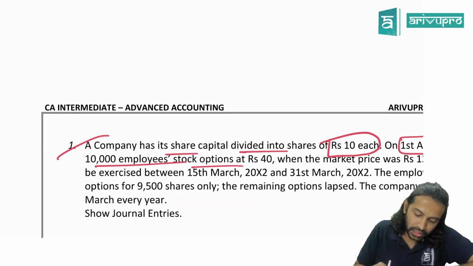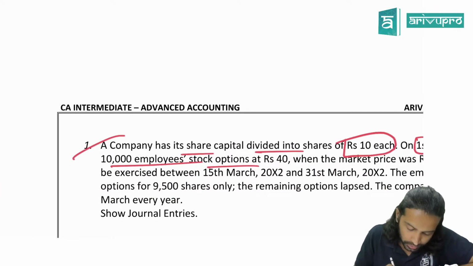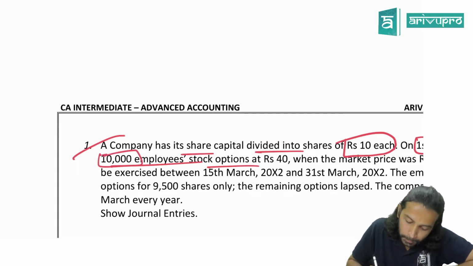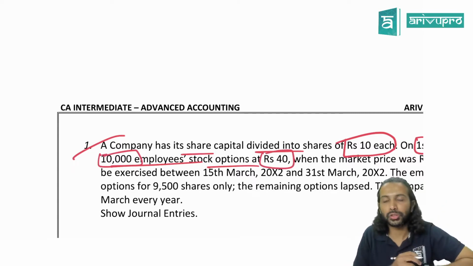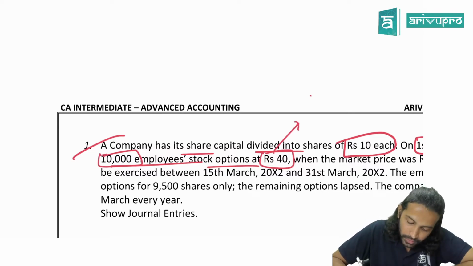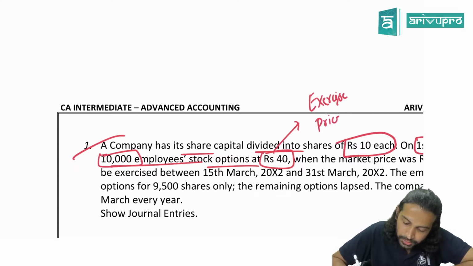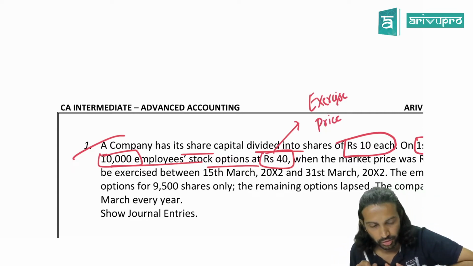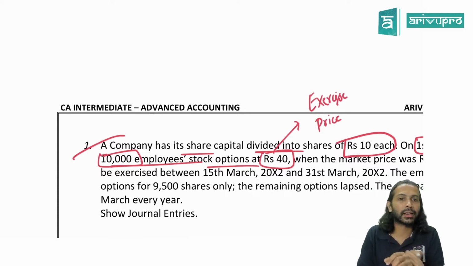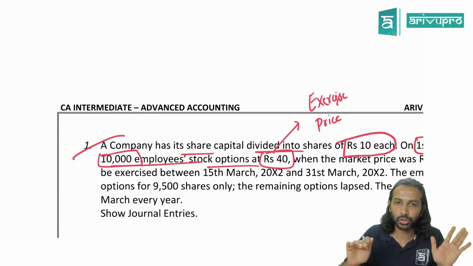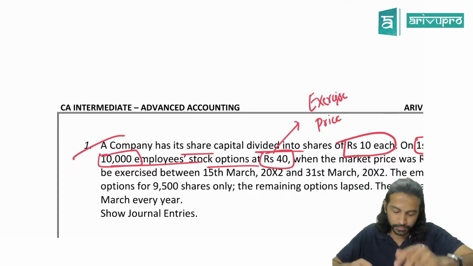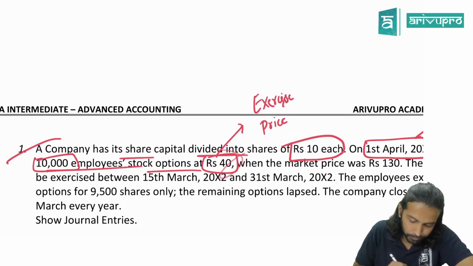Find how many stock options were given to employees. 10,000 stock options were given to employees. At what price? 40 rupees. What is this 40 now? It is the price the employee pays to buy the shares. That is nothing but what we call the exercise price. Sometimes they will give it like this, sometimes they will directly tell you the exercise price is 40. Hence, it's good to get used to those terminologies. So the exercise price is 40.